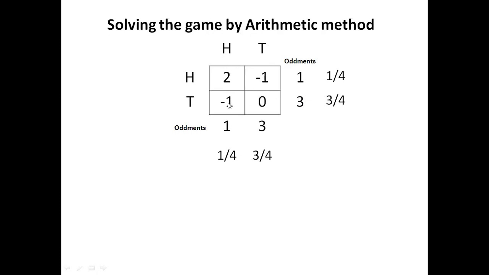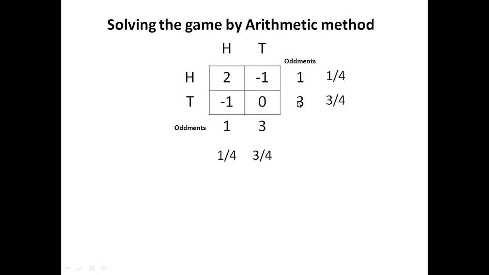Similarly, here the difference between 0 and minus 1, again it is 1. Please remember, oddments will not carry any negative value. They are always positive. That is why I am using the word difference instead of subtracting this from this. You have to consider the difference between a maximum and a minimum. Here 0 is the maximum, minus 1 is the minimum. The difference between these two is 1. Here minus 1 and 2, the difference between these two is 3.